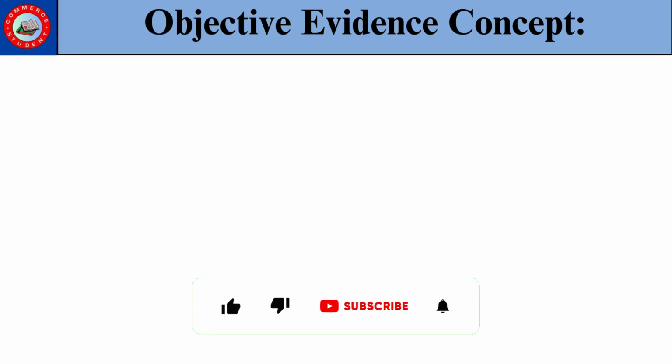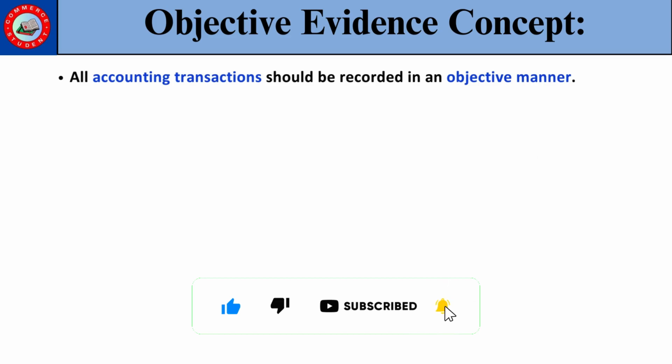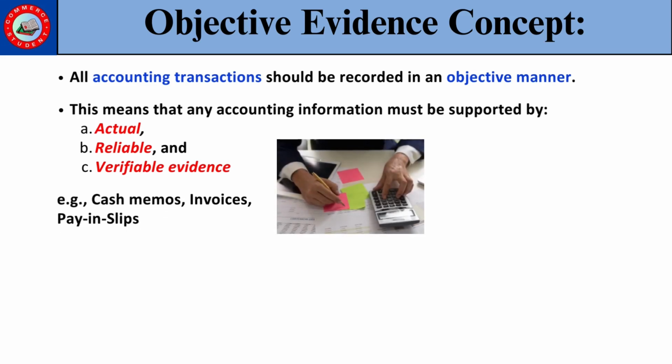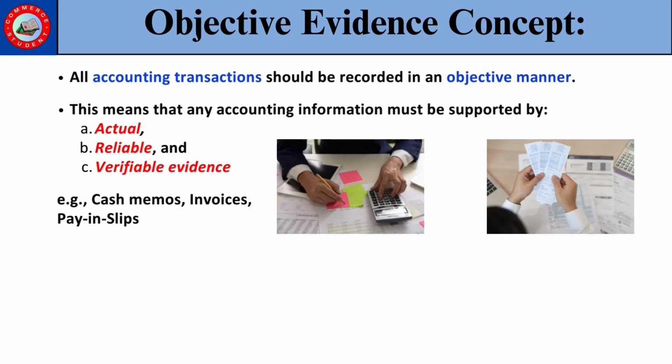Next, objective evidence concept. This concept requires that accounting transactions should be recorded in an objective manner that is free from the personal bias or judgments of either management or the accountant who prepares the accounts. It is possible only when the accounting information which is to be recorded is supported by verifiable documents and vouchers such as cash memos, invoices, receipts, sales bill, pay-in slip, etc.